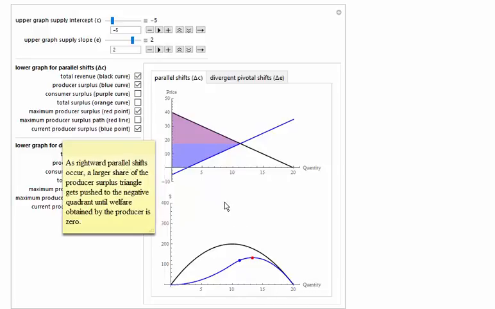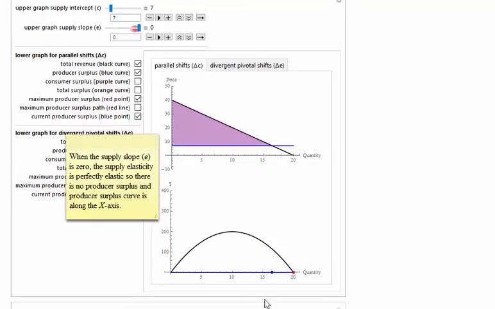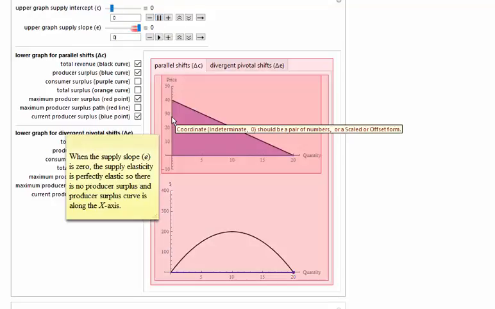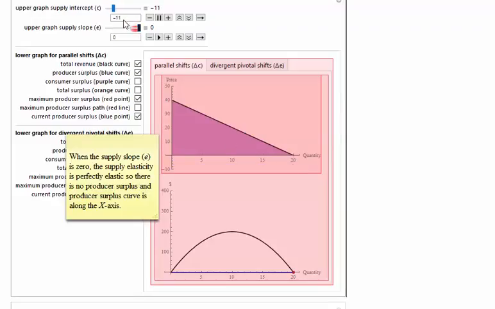What that means is as we move down here, a bigger and bigger portion of the producer surplus is pushed down into the negative quadrant, which means the producer surplus gets smaller and smaller. When the supply is perfectly elastic, there is no producer surplus. And in fact, let's play that. So what happens?